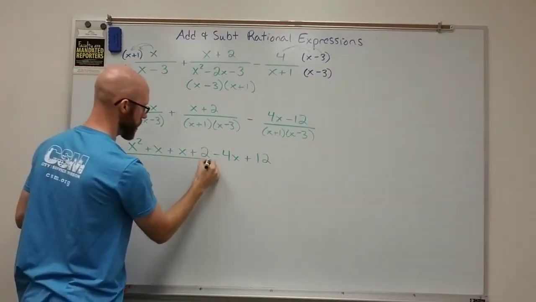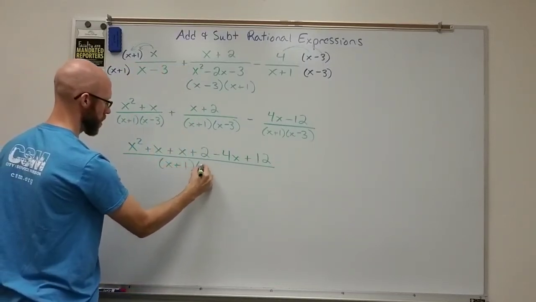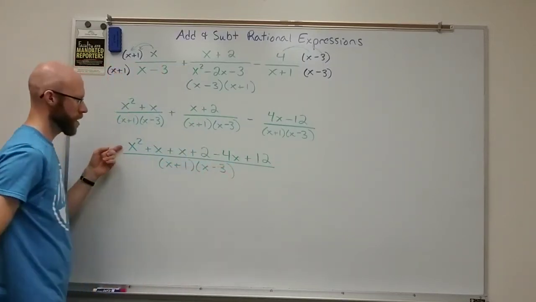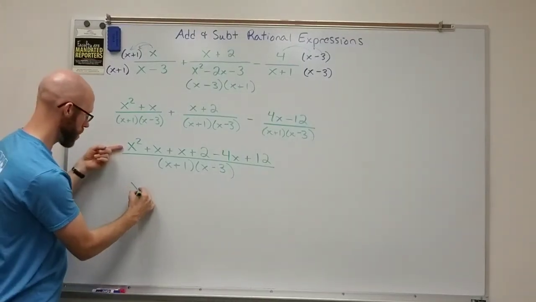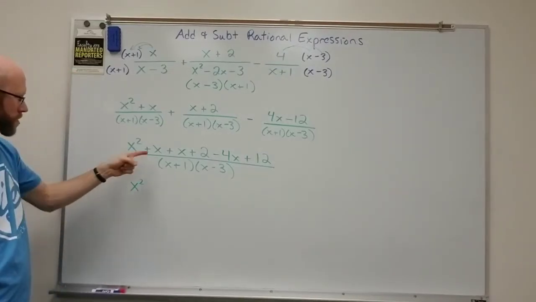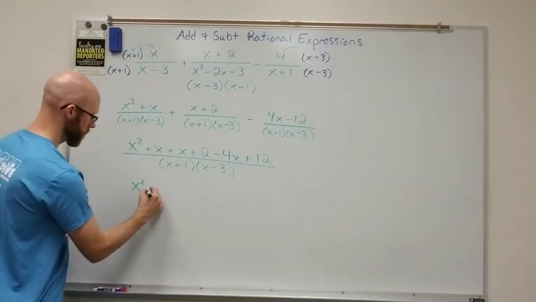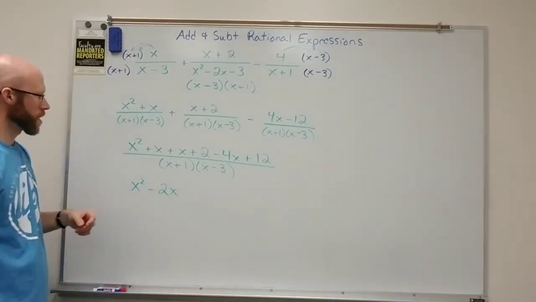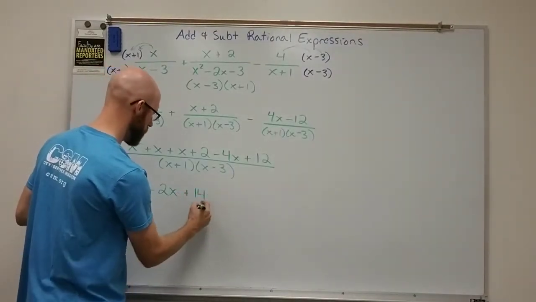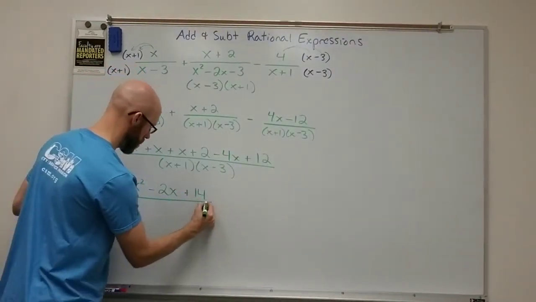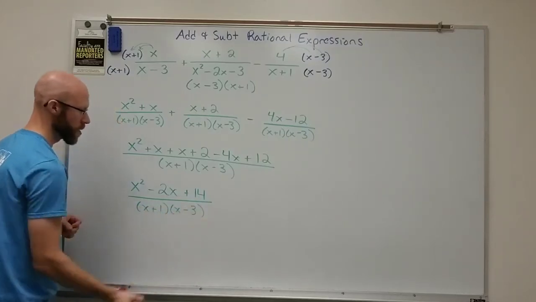When I then divide by the common denominator, and then combine my like terms. So here, x squared, let's see how many x's we got. 1, 2, minus 4 is minus 2x. And then I've got a 2 and a 12 make 14. So plus 14 all over x plus 1 times x minus 3.